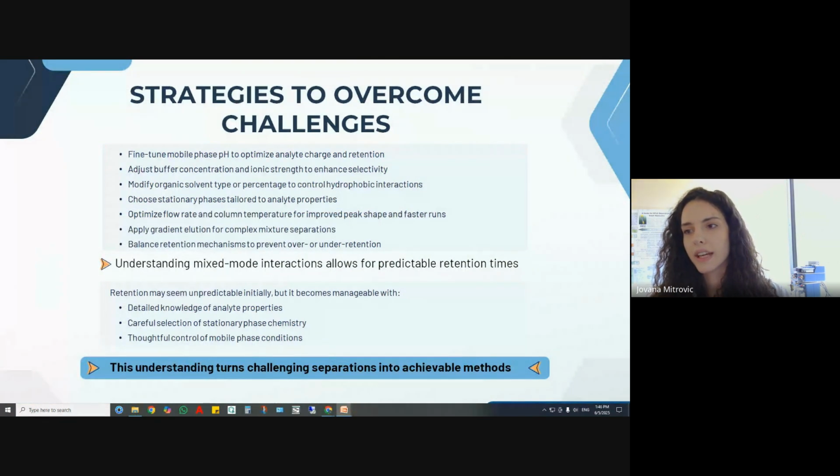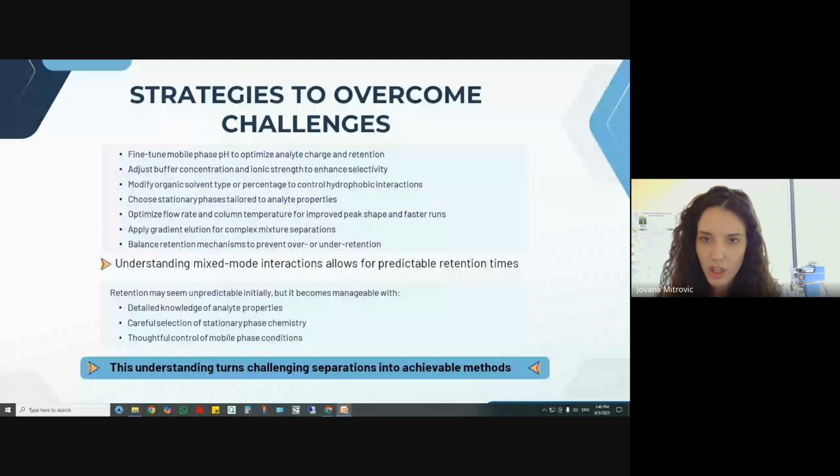So now that we covered the challenges, let's explore strategies to tackle them in mixed mode chromatography. Start by fine-tuning the mobile phase pH. It's critical. Small changes can shift the analyte's charge, as well as stationary phase charge, and greatly impact retention. Adjust buffer concentration and ionic strength to sharpen peaks, boost selectivity, especially for ion exchange interactions.